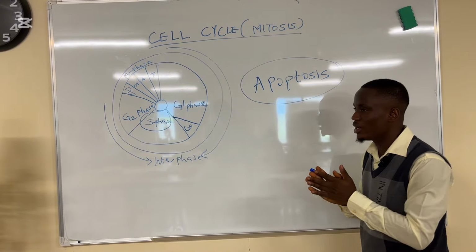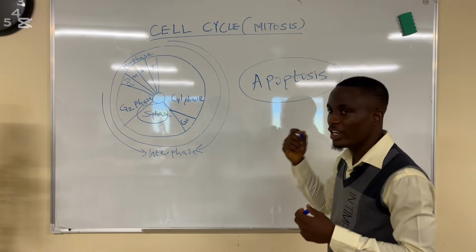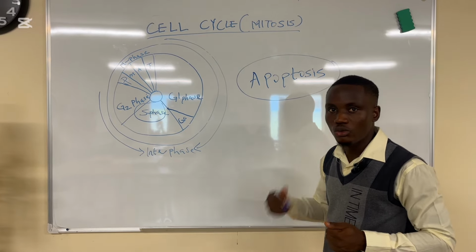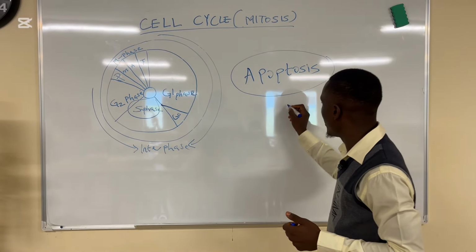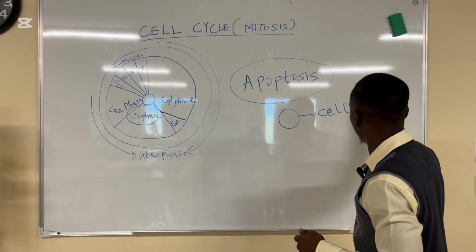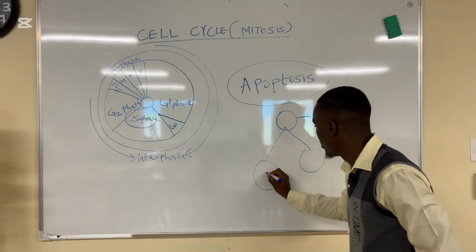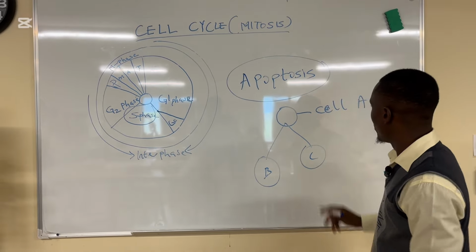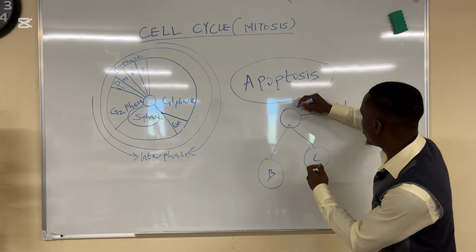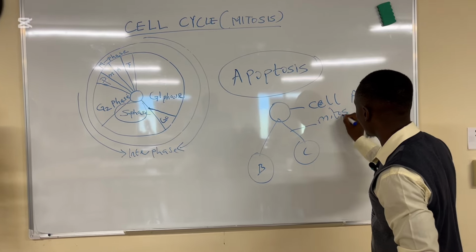There is a statement I made earlier. When it comes to mitosis, you have to understand that new daughter cells are formed. So that means a particular cell, let's say cell A, will later produce cell B and cell C. The process by which it produces two different cells is what we refer to as mitosis.